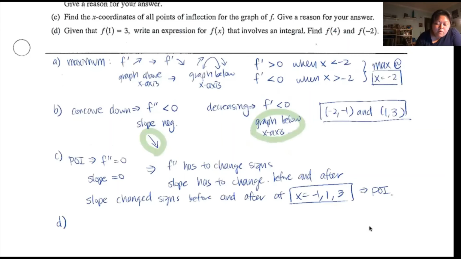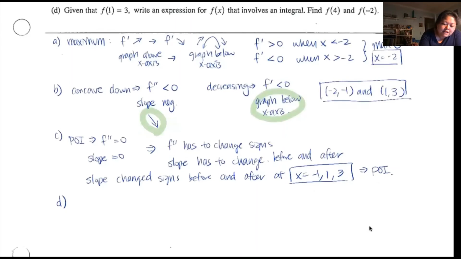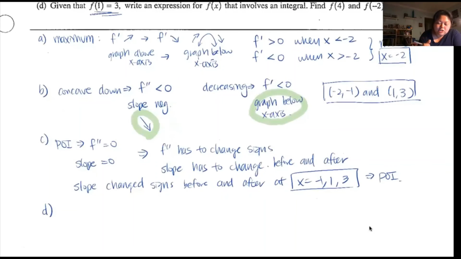All right, given that f of 1 equals 3, write an expression of f of x that involves an integral. Find f of 4 and f of -2. So given that f of 1 equals 3, this is how you need to set up your equation. Remember we talked about this being the initial condition. So your f is equal to the initial condition of 3, that's your y value, plus the integral from 1 to whatever x value of your f prime. Okay, so again, that's how you write this equation. Typically, in the past 3 FRQs, we've been using G, but this time we're using F.